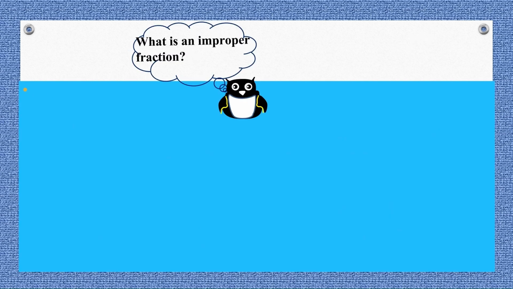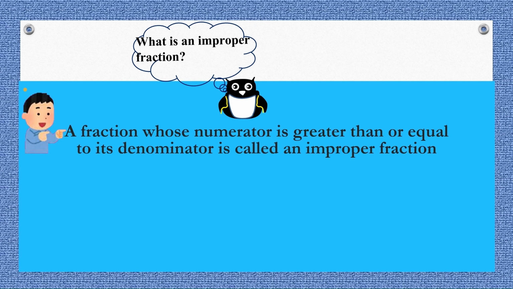What is an improper fraction? A fraction whose numerator is greater than or equal to its denominator. That is called an improper fraction. Now here, numerator is greater than denominator. This is the notation for greater than.